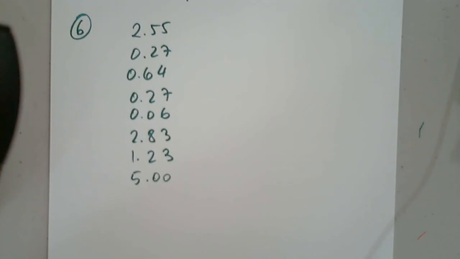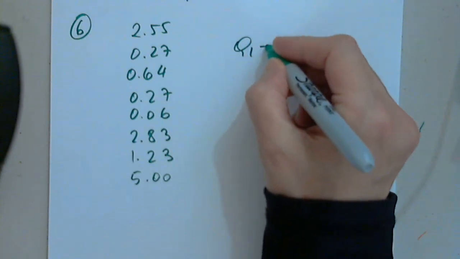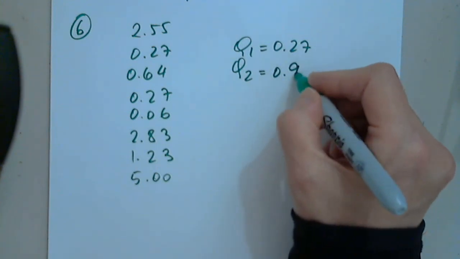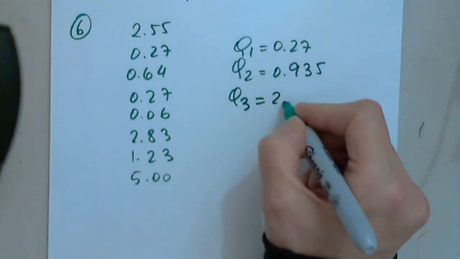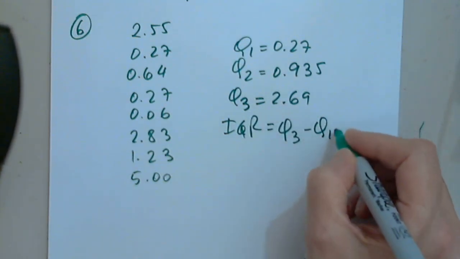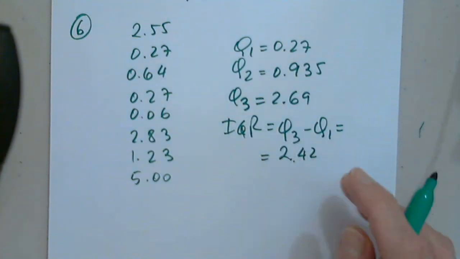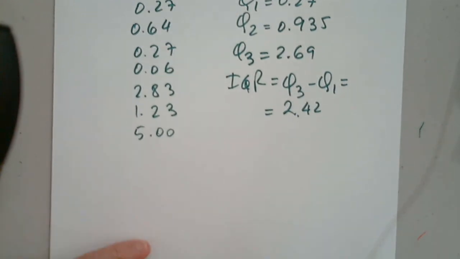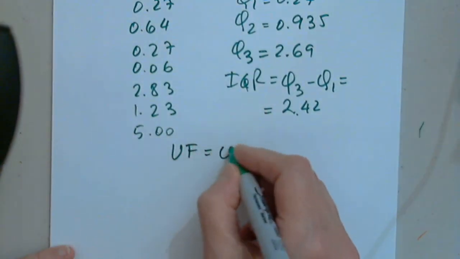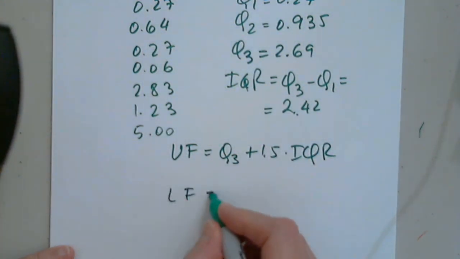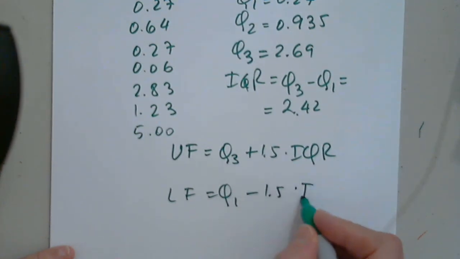Okay, so Q1, 0.27, Q2 is the median, which is 0.935, Q3 is 2.69. The interquartile range, you have to remember the formula is Q3 minus Q1, and yes, I will copy it as 2.42. So in order to determine the outliers, we have to find the upper fence, which is Q3 plus 1.5 times the interquartile range, and the lower fence, which is Q1 minus 1.5 times interquartile range.